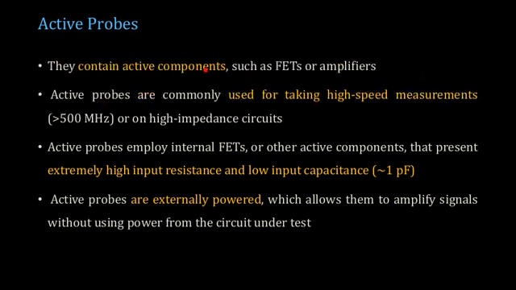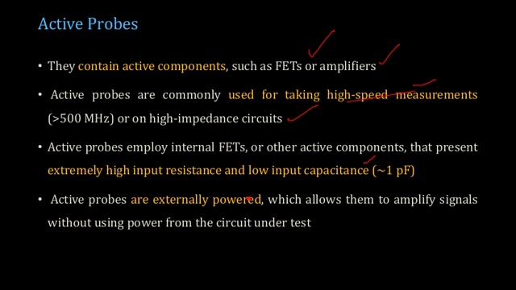Then active probes contain components like FETs, JFET, amplifier, and these are all active circuits, and these are generally used for taking high speed measurements, and they employ FETs which have high input resistance and low input capacitance, which are generally recommended for applications for use in high impedance circuits, just for impedance matching, because input impedance of FETs as well as other active components are high, so you are able to match the impedance of the measured circuit as well as the probe.